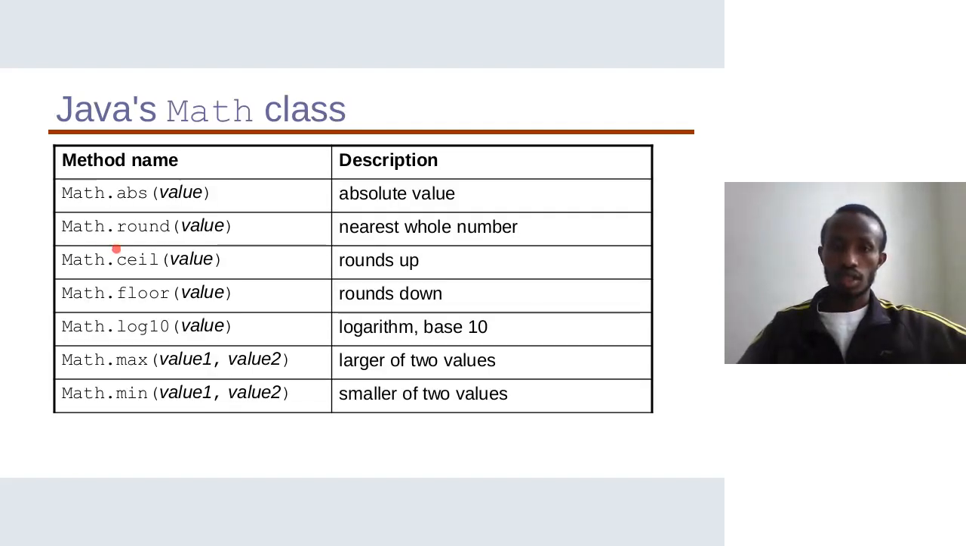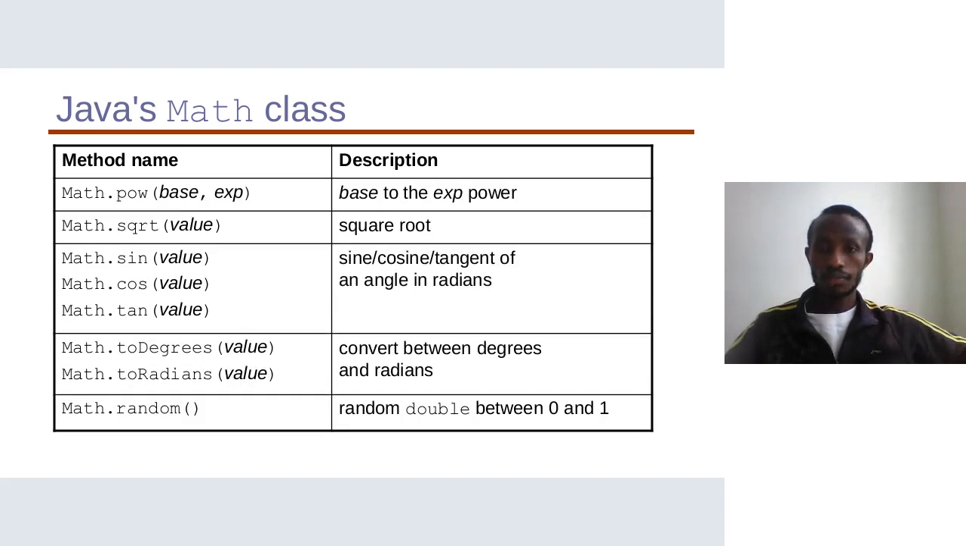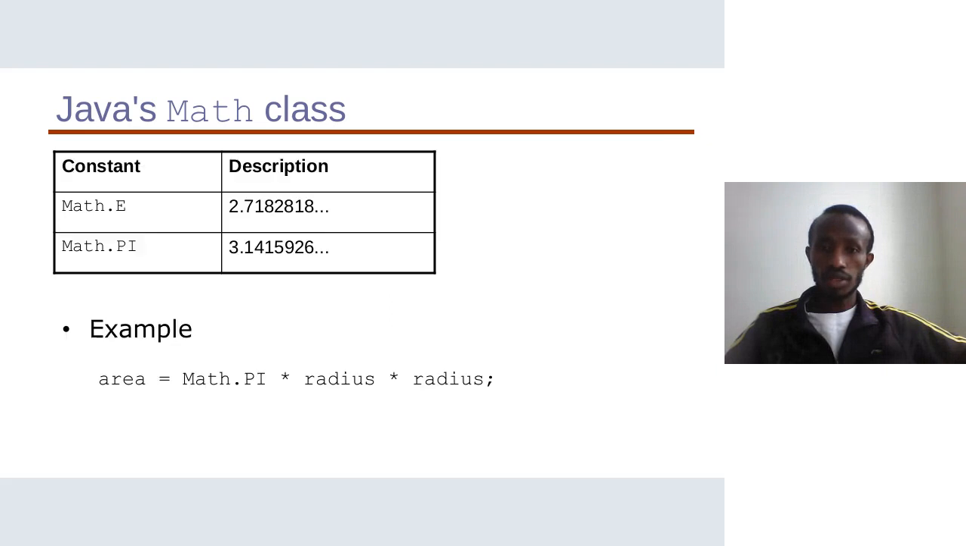Then you'll use the dot operator. For example, you can have math.abs, you can have math.round, you can have math.sqrt, you can have math.PI. Instead of specifying pi yourself, you can get it from the math class. So these are some of the common math functions.